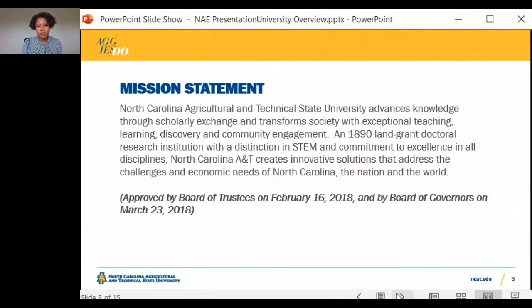However, we also include all other majors and disciplines. For our mission, North Carolina A&T advances knowledge through scholarly exchange and transforms society with exceptional teaching, learning, discovery, and community engagement. As an 1890 land-grant doctoral institution with a distinction in STEM and commitment to excellence in all disciplines, North Carolina A&T creates innovative solutions that address the challenges and economic needs of North Carolina, the nation, and the world.